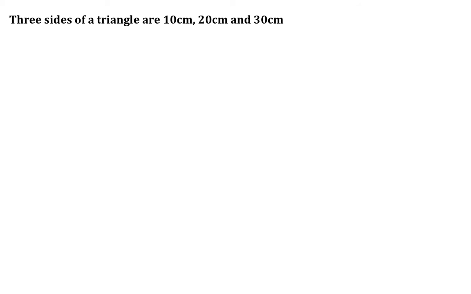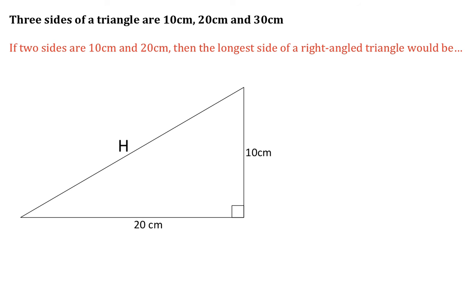Okay, the next question was about the three sides of a triangle being 10, 20, and 30 centimeters, and is it right-angled, acute-angled, or obtuse-angled? Well, first of all, I'm going to think about if the two shorter sides are 10 and 20, and if it were right-angled, what would we expect the longest side to be?